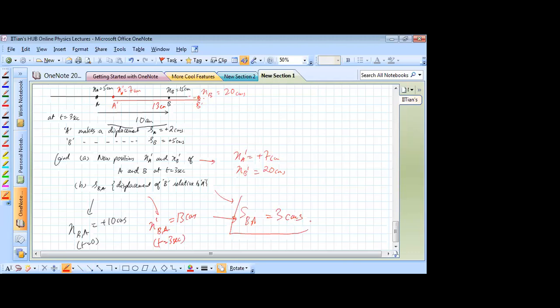But you can also understand this another way: the displacement of A with respect to ground was plus 2, and the displacement of B with respect to ground was plus 5. So the relative displacement of B with respect to A should be plus 3.